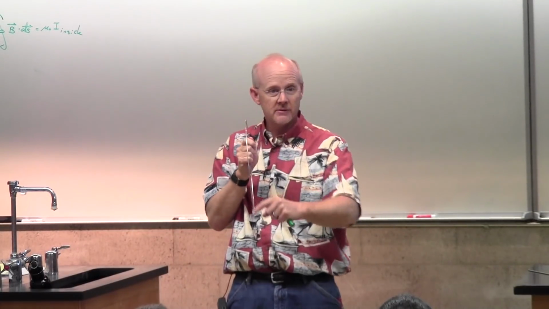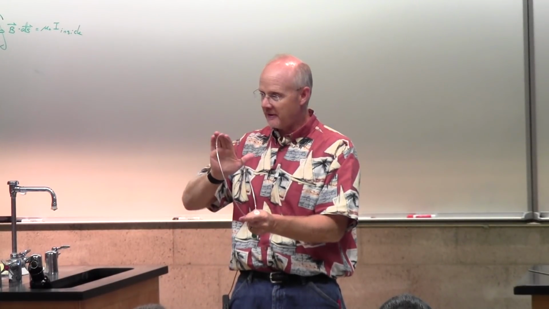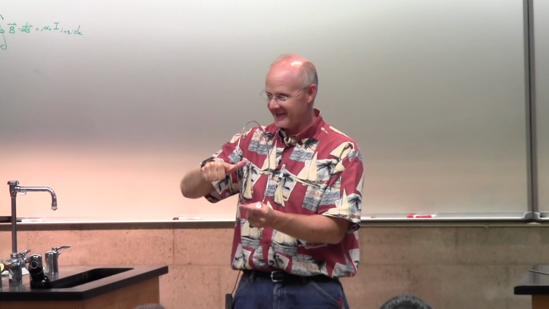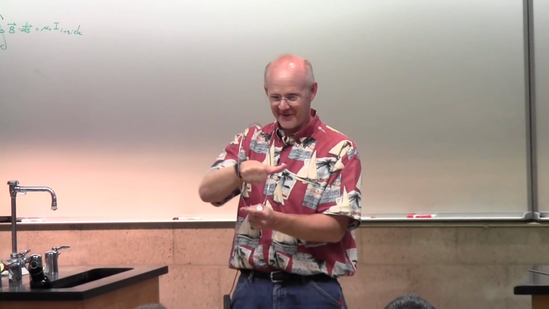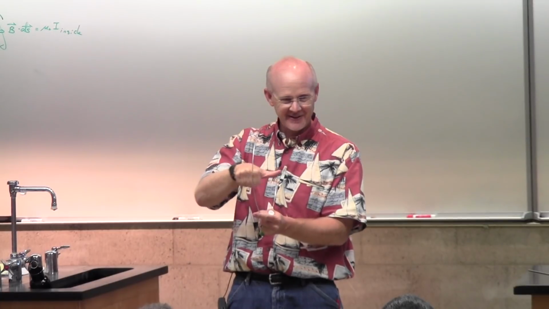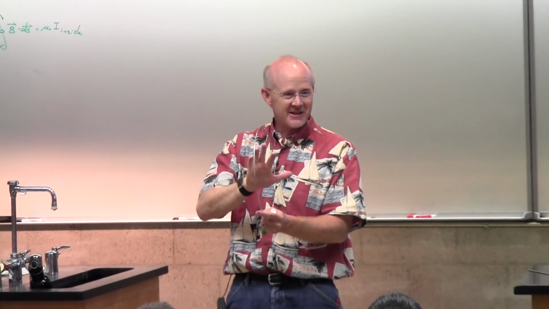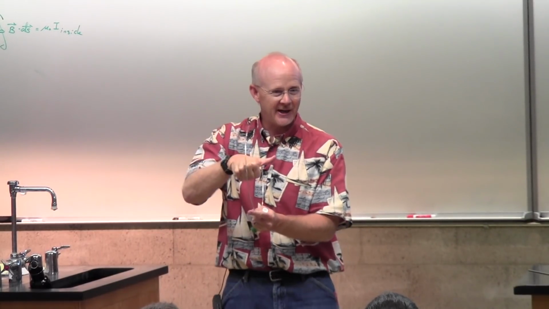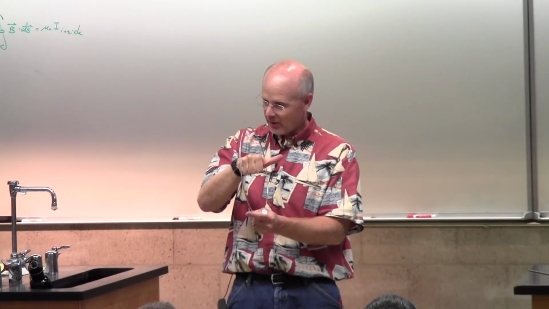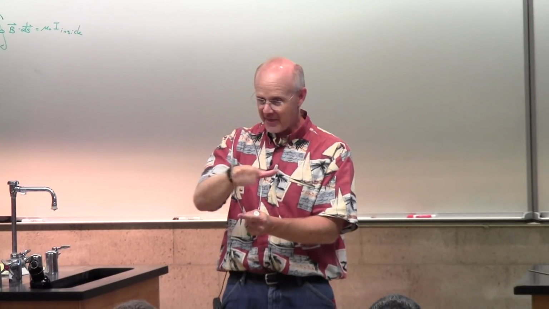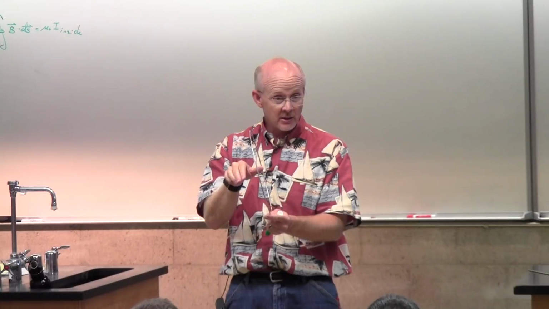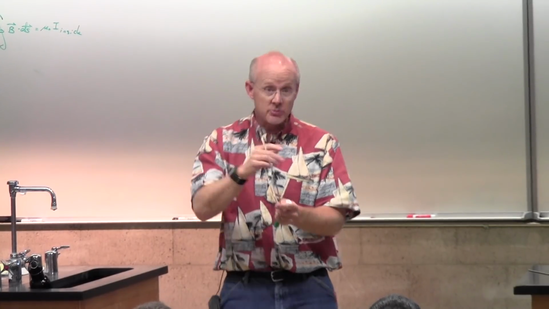For loops, let's use our fingers as the current. And what does our thumb give us? Field. And so as I curl my fingers with the current, my thumb gives me the field. Did you catch that? Let me just review those two, right?